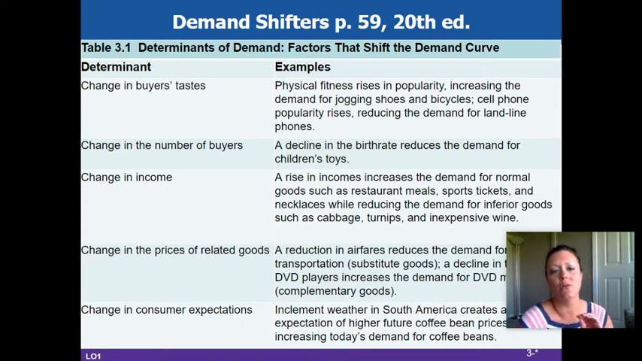So we are dealing with 5 determinants or shifts in demand, or things that shift demand. You've got change in buyers' tastes. This is sometimes known as tastes and preferences.